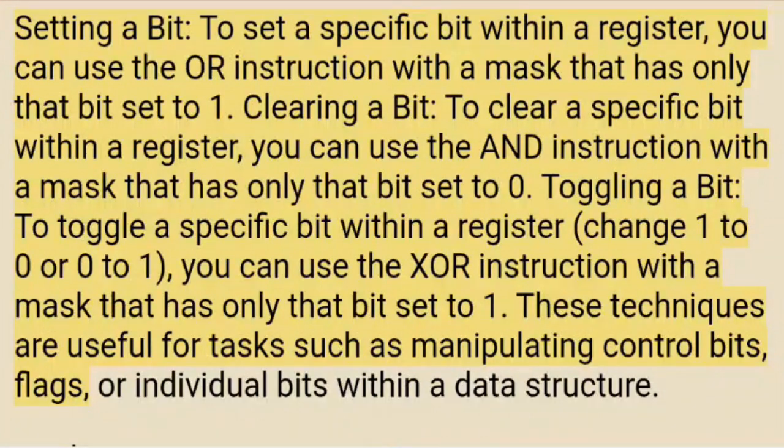Toggling a bit. To toggle a specific bit within a register, change 1 to 0 or 0 to 1, you can use the XOR instruction with a mask that has only that bit set to 1. These techniques are useful for tasks such as manipulating control bits, flags, or individual bits within a data structure.